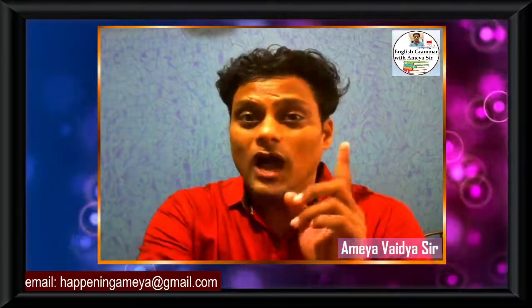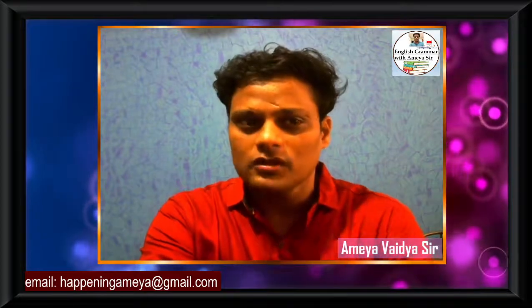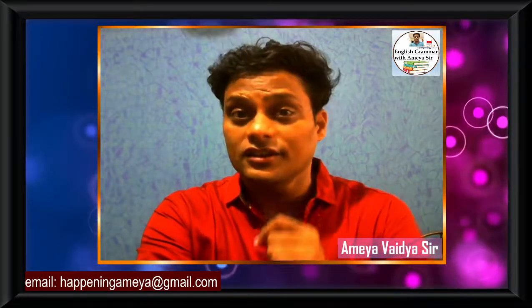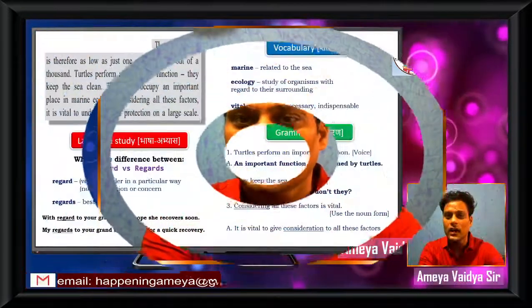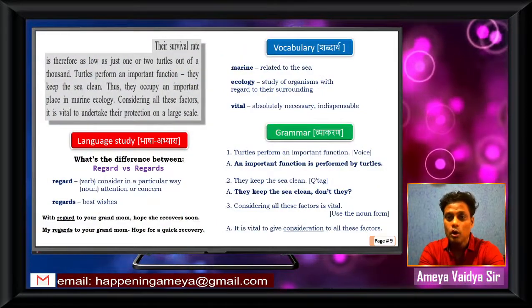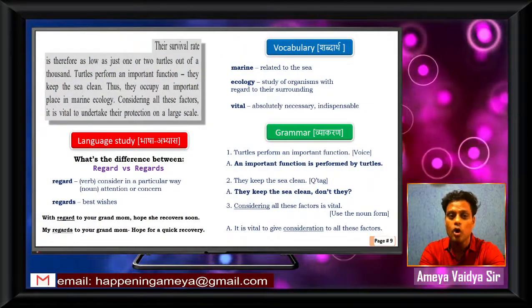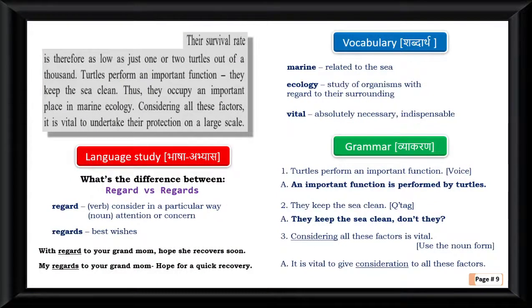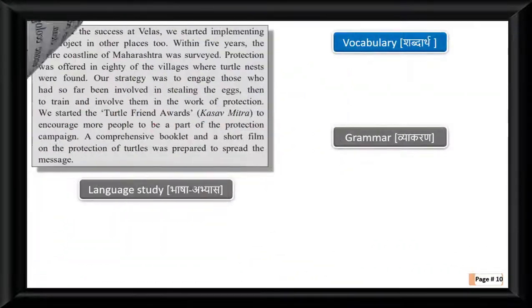Anyway, so ION gives you the noun form. So considering, the noun form will be consideration. So how do you rewrite the line? It is vital to give consideration to all these factors, and that way you rewrite it using the noun form. If you want, you can pause, but please allow me to go to the next slide.